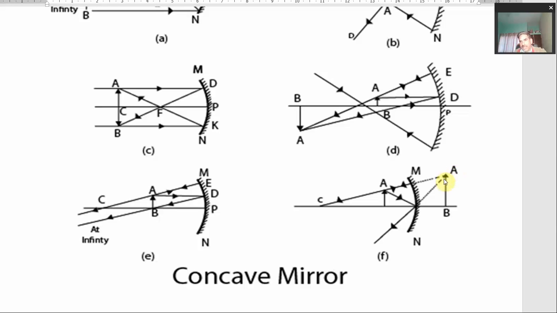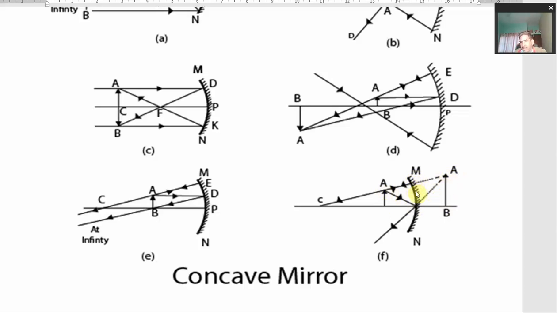So in this case we see that a perpendicular drawn from this gives the image of this object AB. The image is formed behind the mirror, right? Behind the mirror. It is not actually formed, but it appears to be formed behind the mirror.